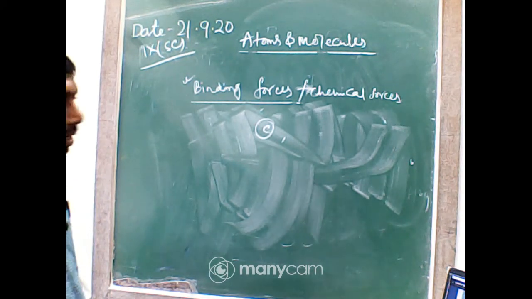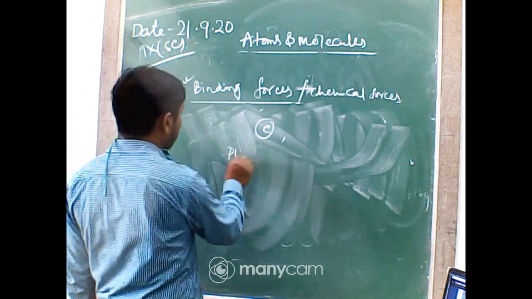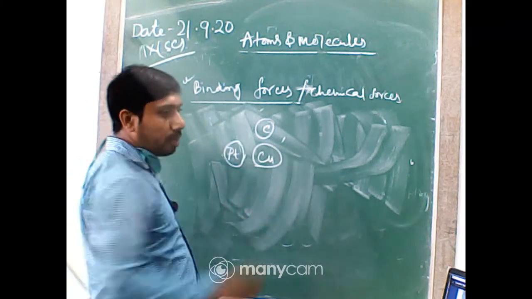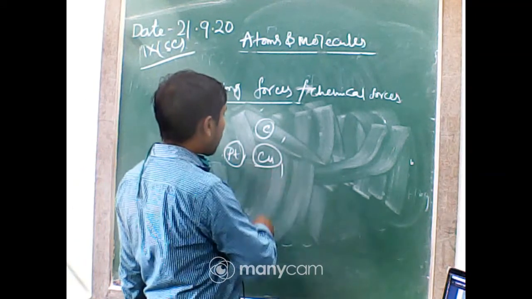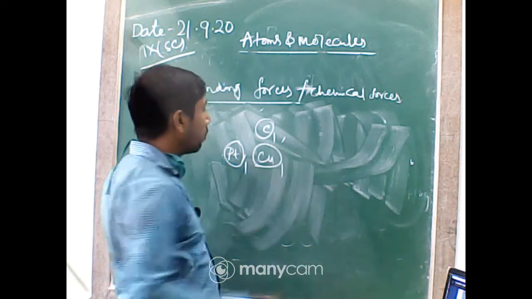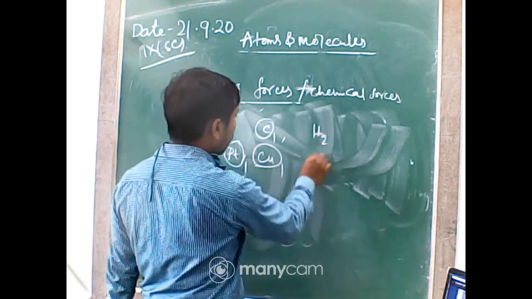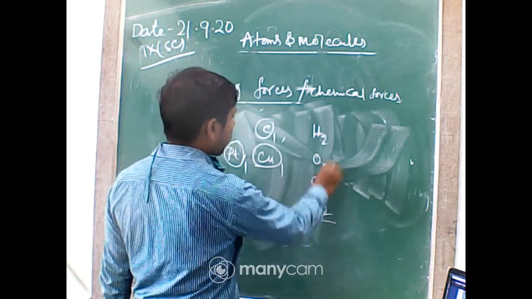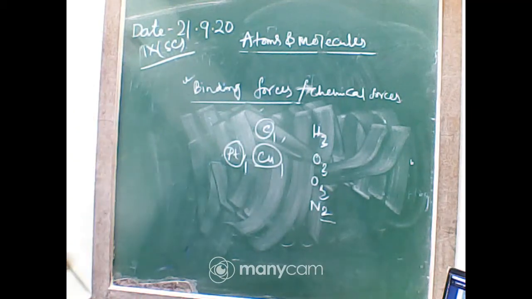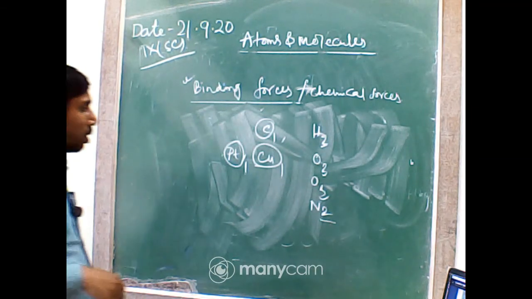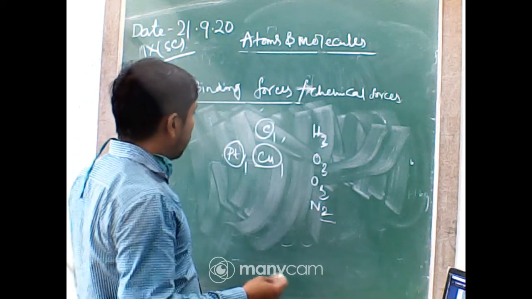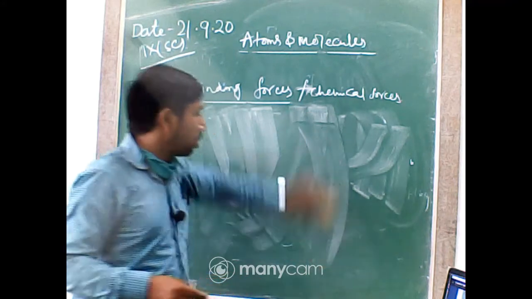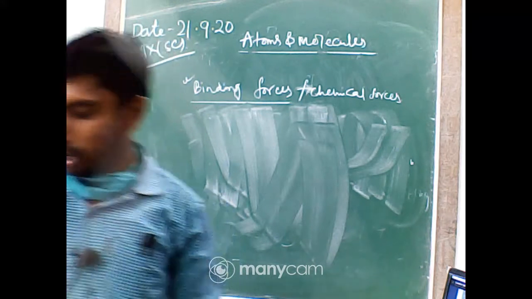And also the metals, that is platinum, copper, are all monoatomic in nature. Cu here is 1, platinum 1, carbon 1, but hydrogen, oxygen, ozone, nitrogen have different atomicities: 2, 2, 3, 2, etc. So it is the difference between homonuclear and heteronuclear, or unimolecular and bimolecular or polymolecular molecules.